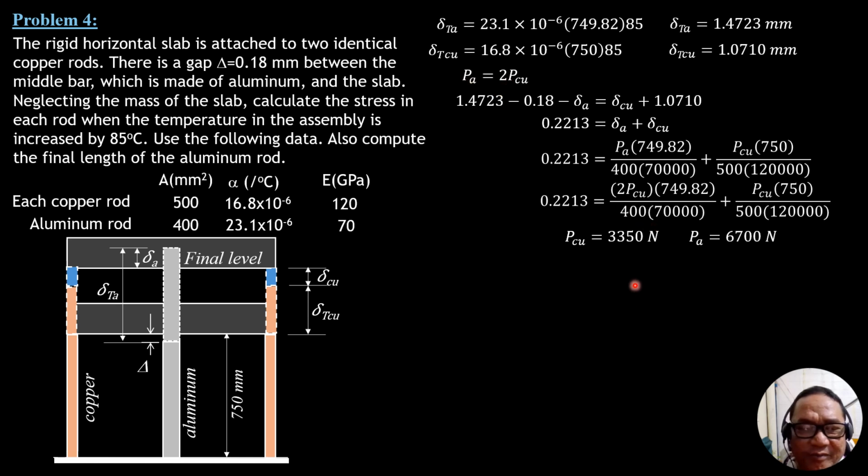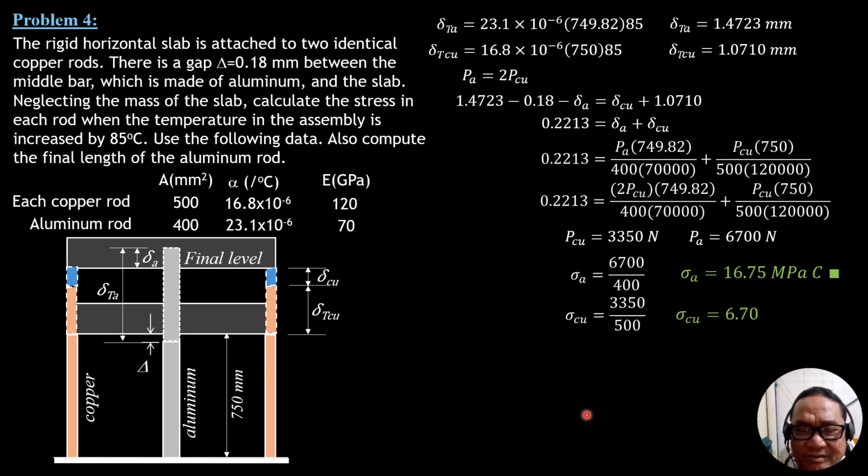So force in aluminum, 2 times that, is 6,700 newtons. We can now compute the stress in the aluminum rod, which is equal to 6,700 divided by area 400. That is equal to 16.75 megapascals compression. This one, compression. And these two copper rods will be in tension. Stress in the copper rod is force 3,350 divided by area 500. So stress in the copper rod would be equal to 6.700 megapascals tension.